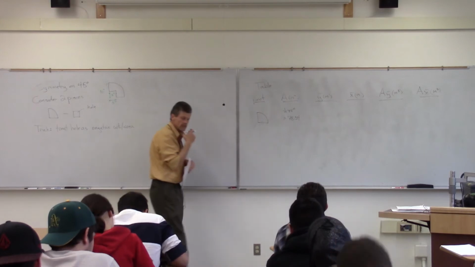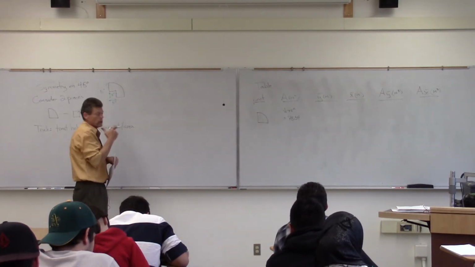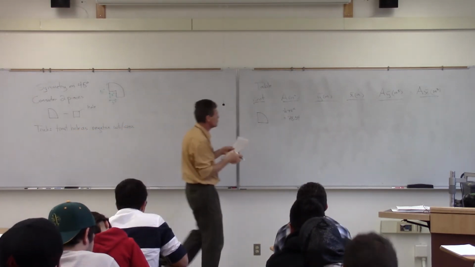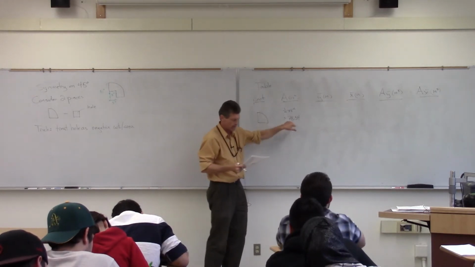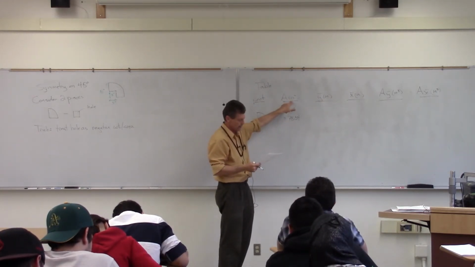OK, so the area of that quarter circle is going to be a quarter pi r squared. Pretty straightforward. So it'll be 78.54 inches squared.